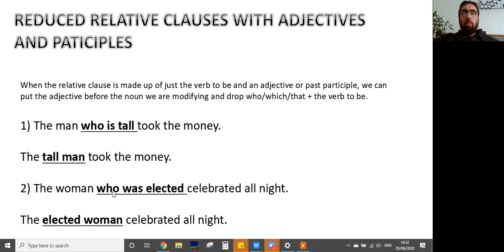Number 2, the woman who was elected. So in the second example, we just have a past participle after who was. So just the past participle after who was. What we can do, we can take this past participle and put it before woman. Now, if we have a phrase after it, it will not be possible. So we can't say the elected for the president's woman celebrated all night. It doesn't work. We can only use it if we only have a past participle by itself in the clause. We can take it and put it before the noun.